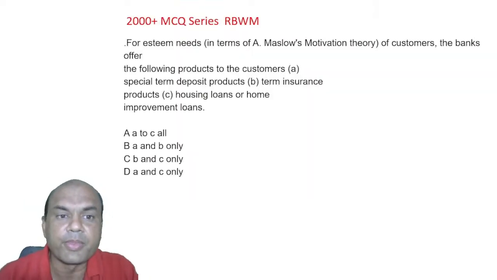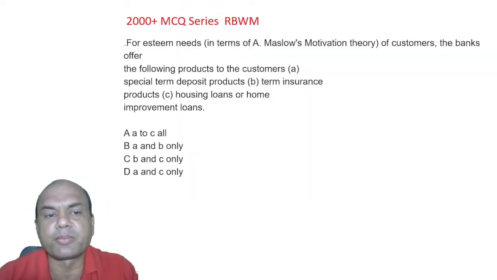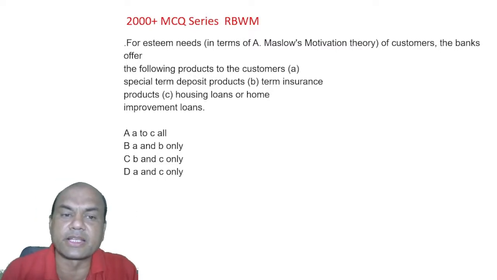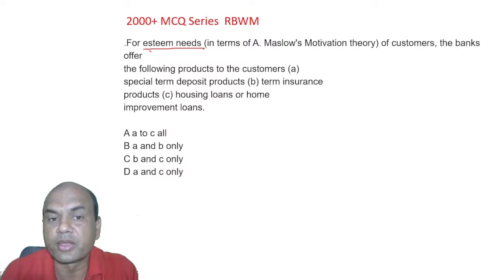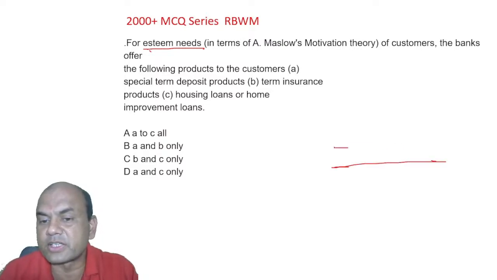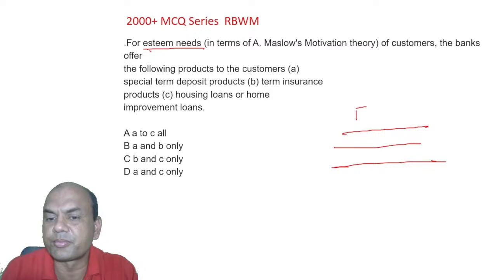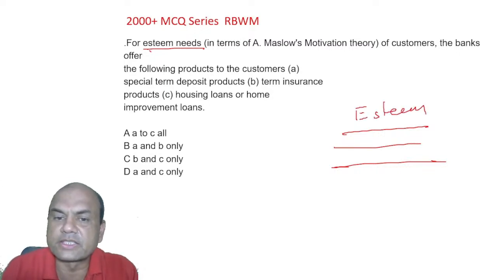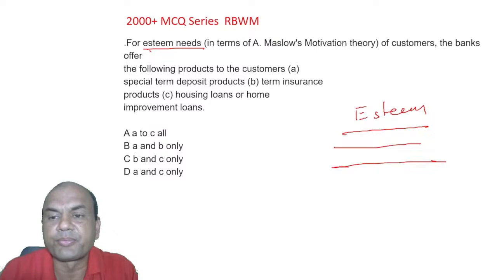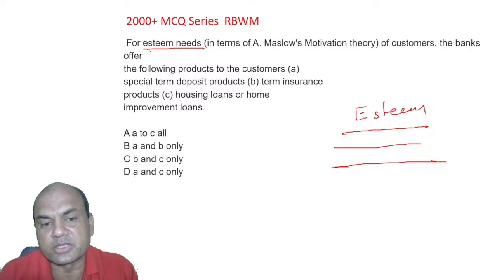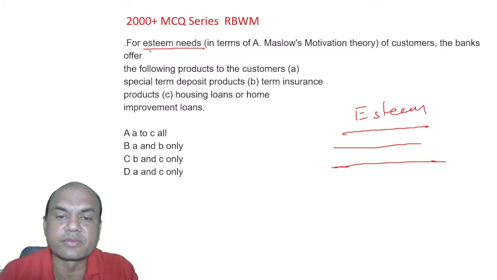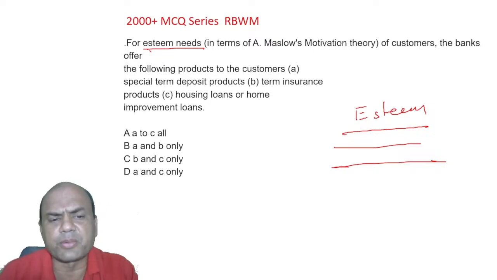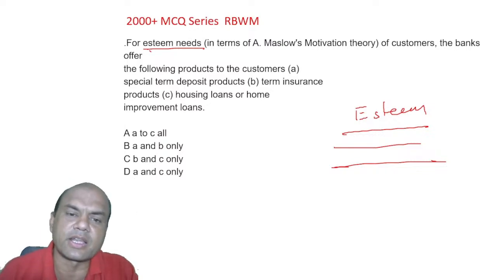For esteem needs of the customer, the banks offer the following products. Esteem means fourth level. Physiological, safety, social, and then esteem. So for esteem needs, the bank offers which type of products? Number one, special term deposits, term insurance products, housing loans and home improvement loans. Is it A, B, C, or all of them? See the options. So what is the correct answer?